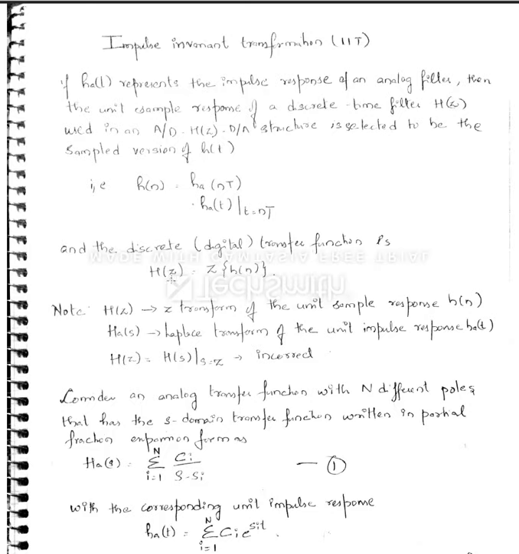Now the discretized form of this h of n, if you consider it to be H of z, will be nothing but the z transform taken of this impulse response h of n, that is nothing but the analog transfer function. Where this H of z is the z transform of the unit sample response h of n, and H of s is the Laplace transform of the unit impulse response. H of z does not directly correspond to your H of s when s is replaced by z.